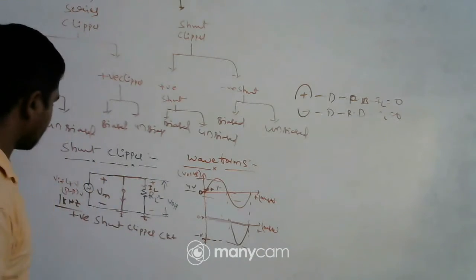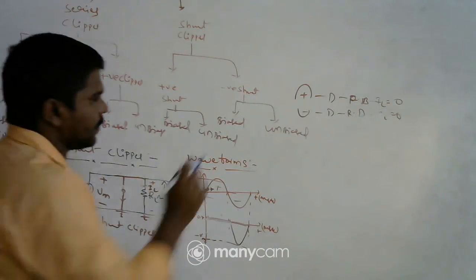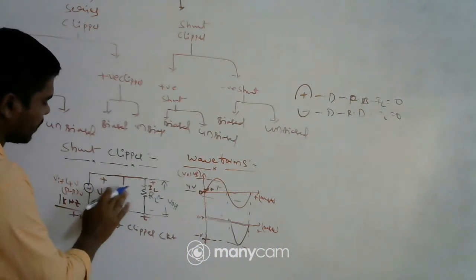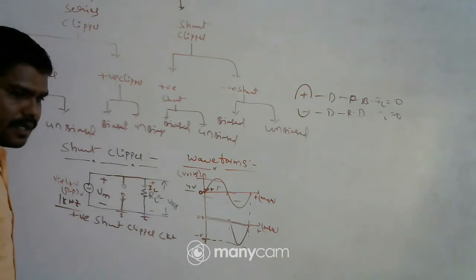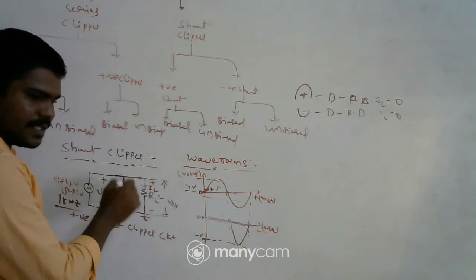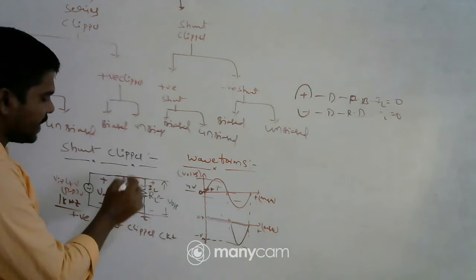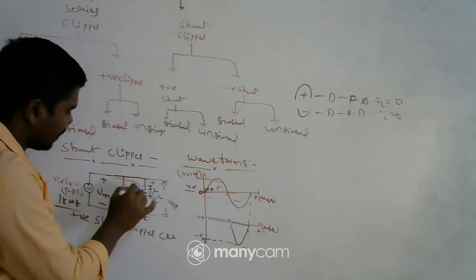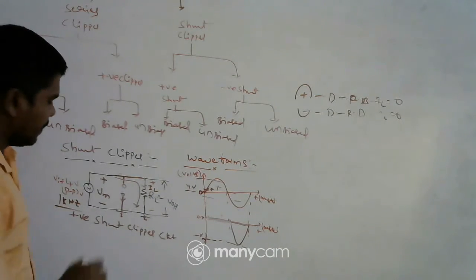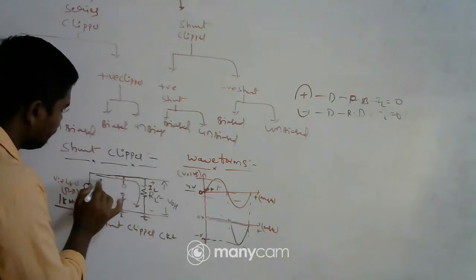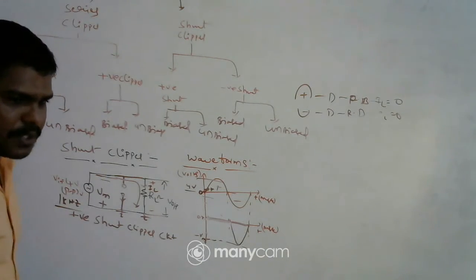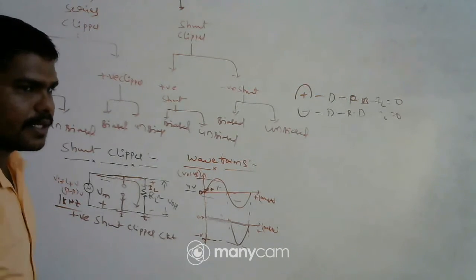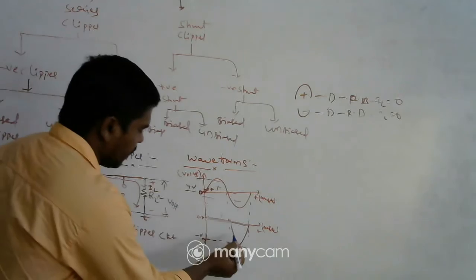Then next, for a negative half cycle, the diode becomes reverse bias. Reverse bias means it has a high resistance, so current cannot flow through this diode. Now the current flows through the load resistor, which means whatever the half cycle amplitude, that voltage appears at the output side. Now you can see the output waveform.